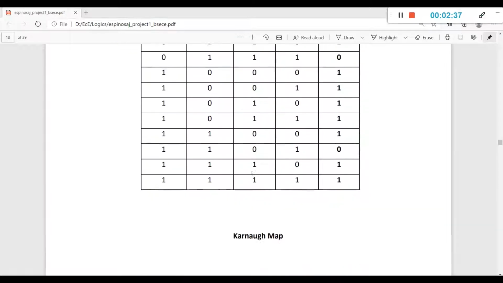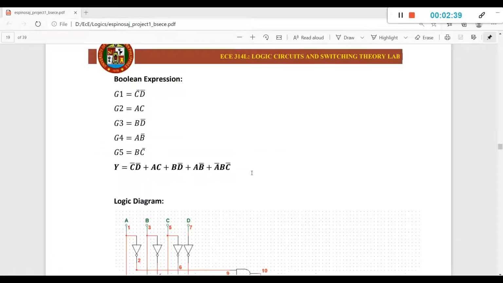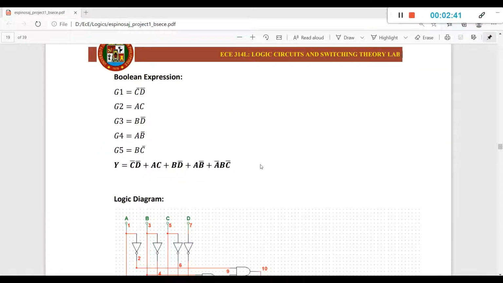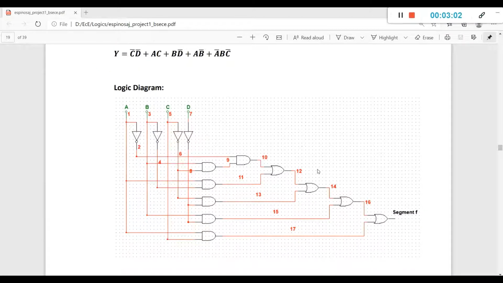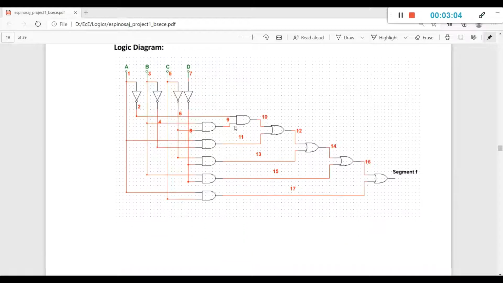For segment F, this is the segment F truth table. Through the use of Karnaugh map, the Boolean expression obtained for segment F is not C and D, not C and not D, or A and C, plus B and not D, or A and not B, or not A, B, and C. And this corresponding logic diagram is here.